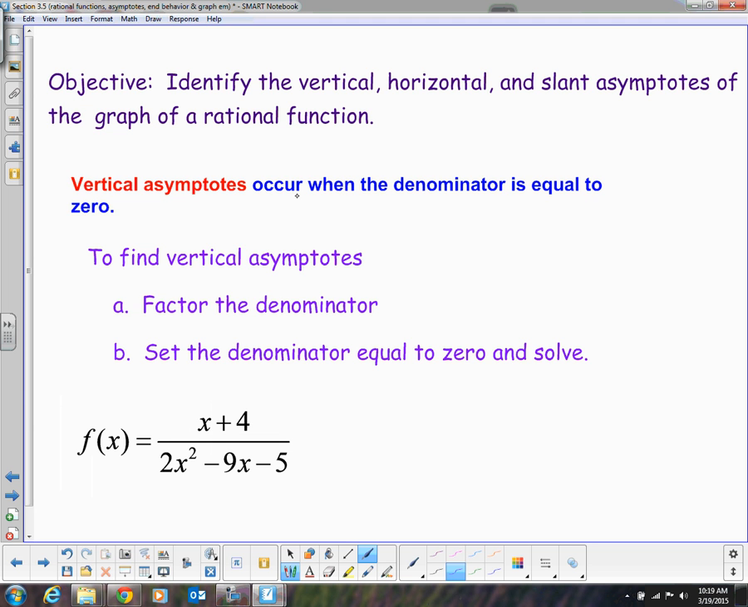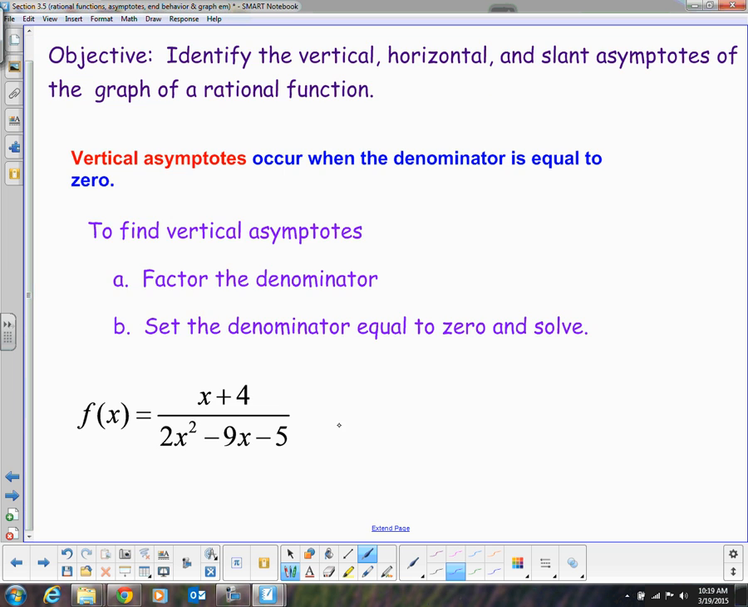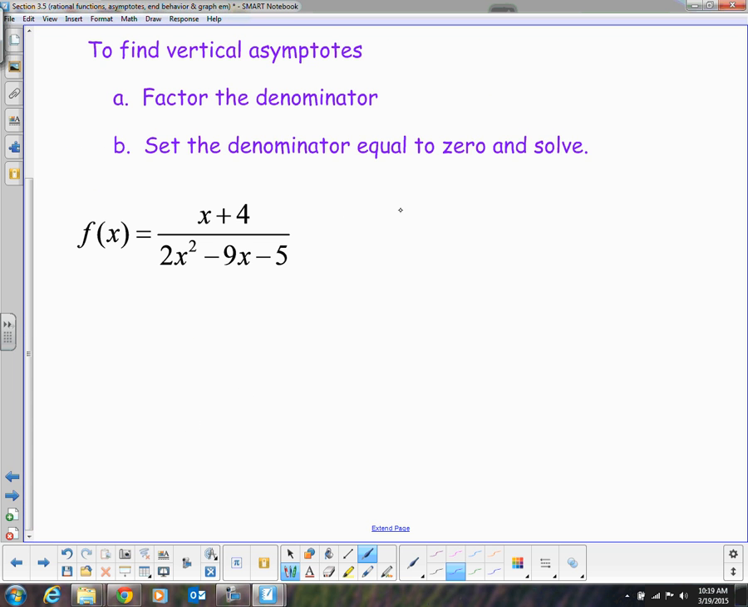Vertical asymptotes occur when the denominator is equal to 0. So to find them, you factor the denominator and set the denominator equal to 0. If I want to find the vertical asymptotes, we do it just like we would do domain. 2x squared minus 9x minus 5 equals 0. How does this factor? I'll do 2x and 1x. Then what?